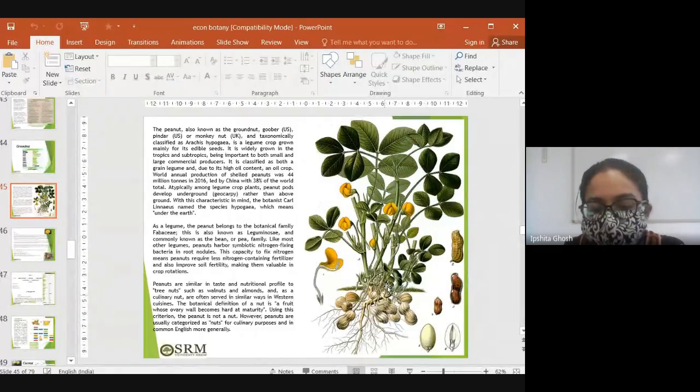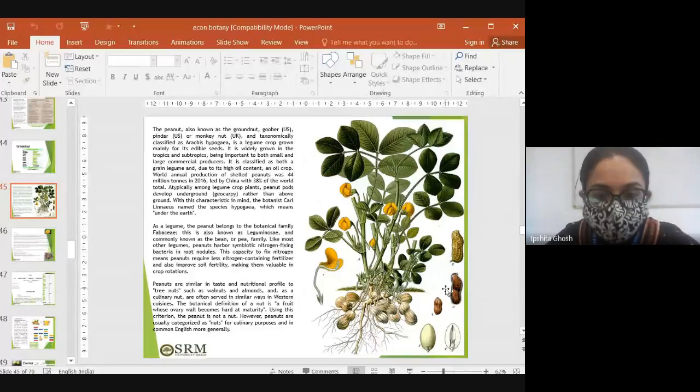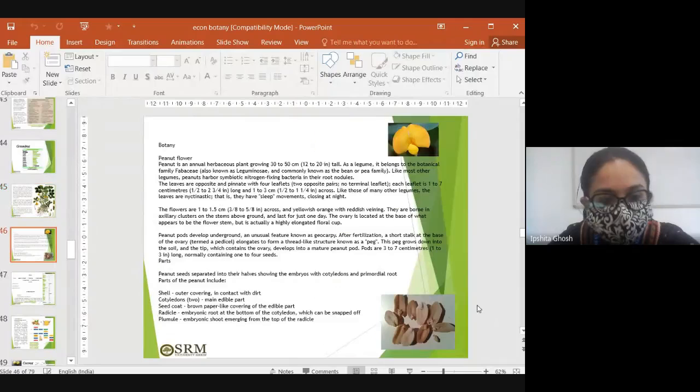So it has a hard shell coating around it. This is something you need to remember. It has a very characteristic floral pattern. Then we spoke about the morphological characters of groundnut itself. It is an annual herbaceous plant. Its flower is yellow in color and has reddish veins. These are some of the things that you should be remembering.